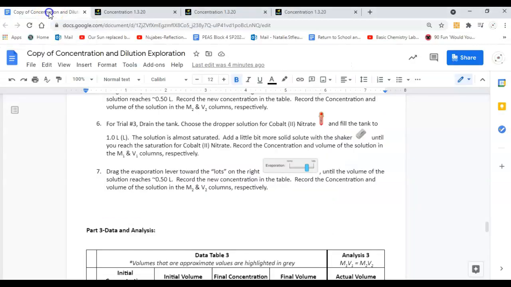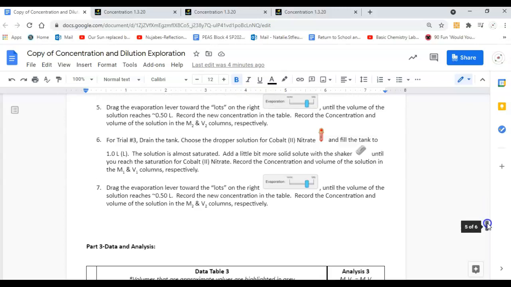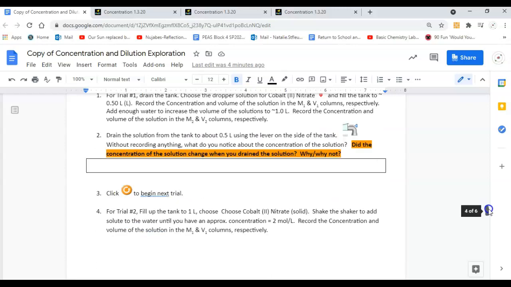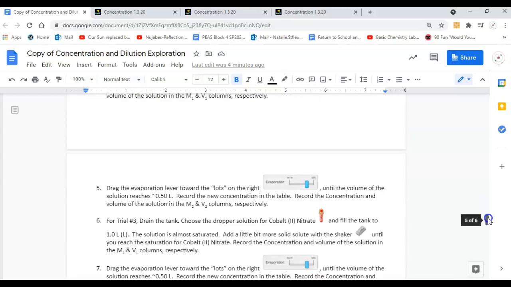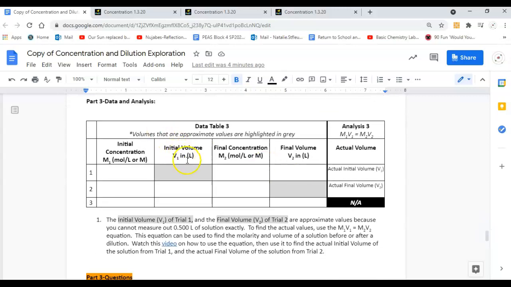Welcome back to the concentration and dilution exploration. In this video we're going to explore part 3, where we're focusing on how to change the concentrations either by dilution or evaporation. This is the data table. I just want to point out the data table to you.